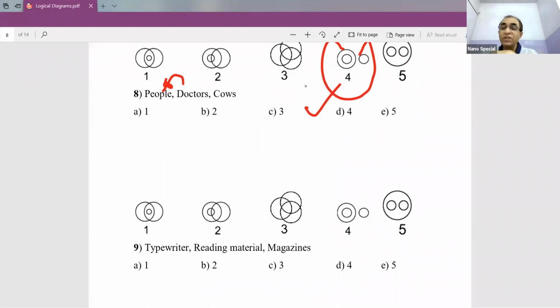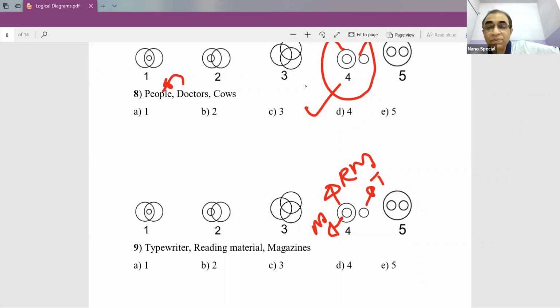This is also like the previous one. Rishita, Shreya, Yashwant, Shreya, yes. So if you see this, if you take this as reading material, this as magazines, this is your typewriter. This is like our fruit, food, and knife. All right. A typewriter may be used to prepare reading material, but it is not a subset of reading material. So the answer is D. Okay. Let's go on.